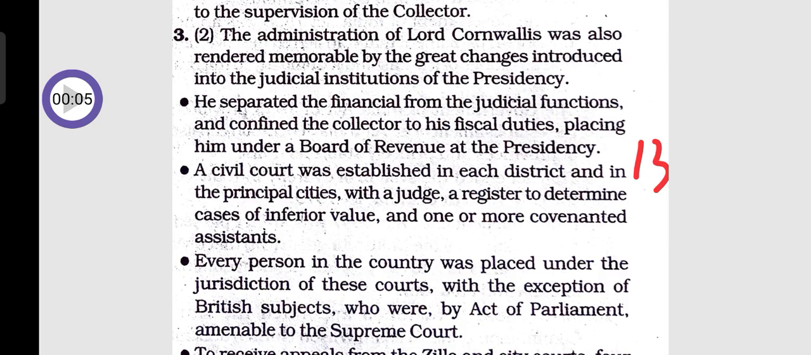A civil court was established in each district and in the principal cities with a judge, a register to determine cases of inferior value, and one or more covenanted assistants. Every person in the country was placed under the jurisdiction of these courts with the exception of British subjects, who were by act of parliament amenable to the Supreme Court.